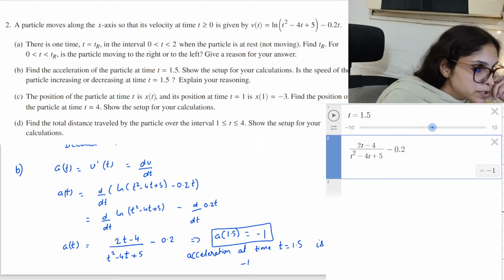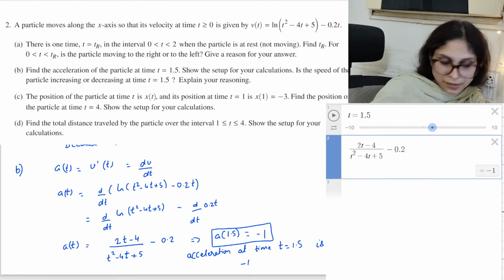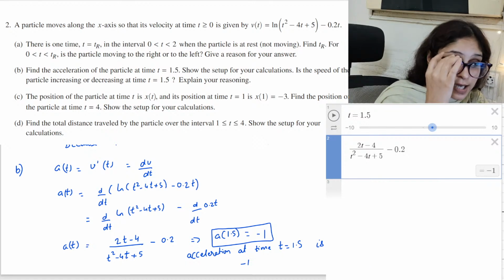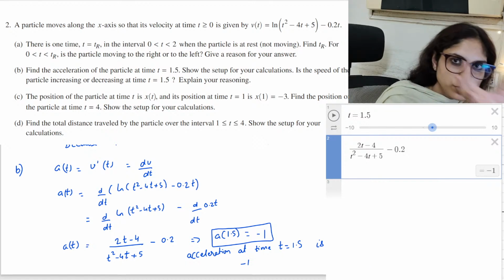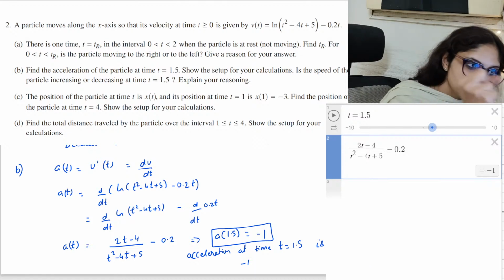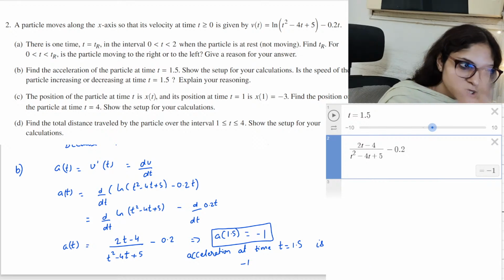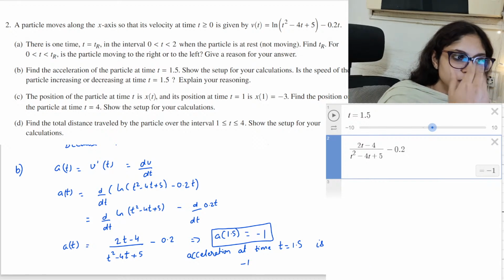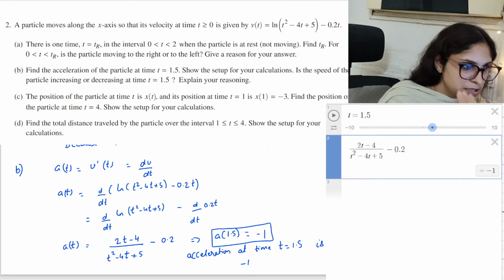Now, the next thing they want to know is whether the speed is increasing or decreasing. So over here, when you want to know about speed, then you have to look at the signs of both velocity and acceleration. If both velocity and acceleration are of the same sign, that means if both of them are negative, then speed is increasing. If both of them are positive, then also speed is increasing. If they are of opposite signs, that means velocity is positive but acceleration is negative, then the speed is decreasing. Or the opposite also is true, that if velocity is negative but acceleration is positive, then also speed is decreasing.